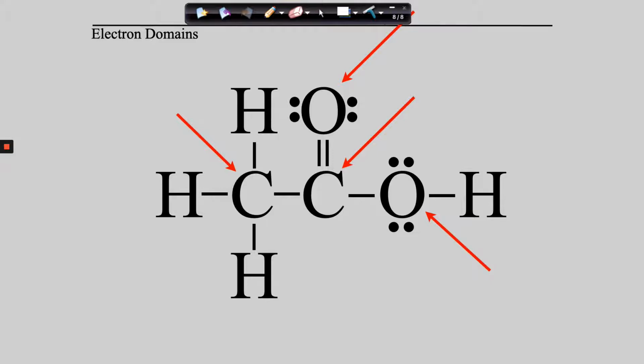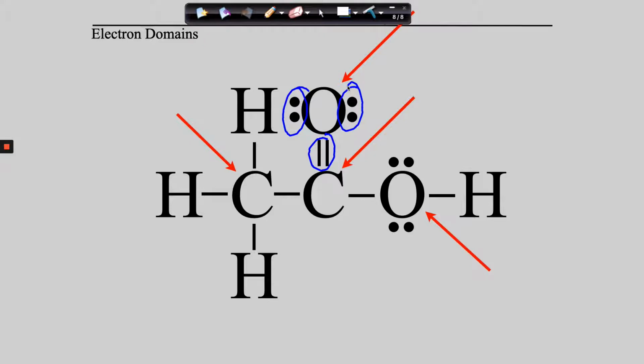Let's take a look. Where are we at? Izzy, what do you got? 3? Guys, do you see that it's 3? We have 3 domains. We've got a double bond, we've got an unbonded pair, we've got an unbonded pair, so this would be 3 domains.